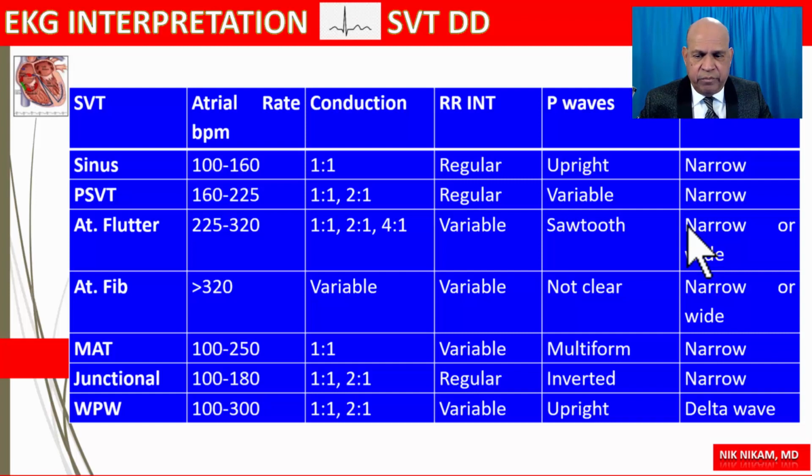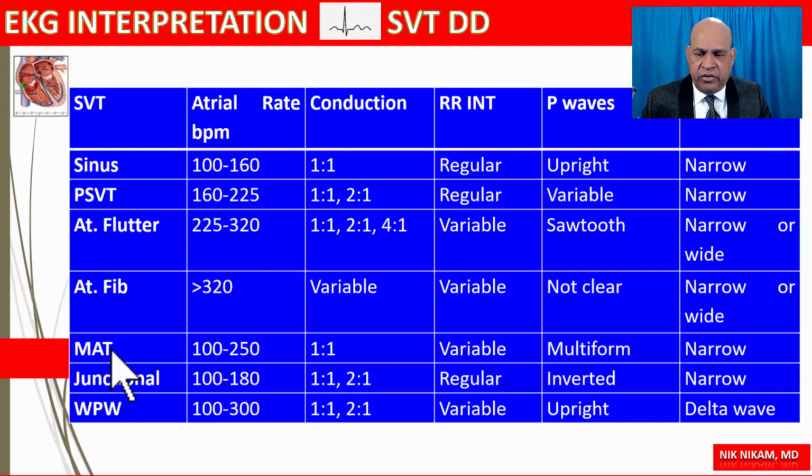depending upon aberrant conduction or underlying bundle branch block. Atrial fibrillation, the most characteristic feature is the atrial rate is greater than 320. The P waves are not clearly visible. If they are visible, they are extremely small, narrow, and occurring very frequently. The RR intervals can vary. The QRS complex could be either narrow or wide.